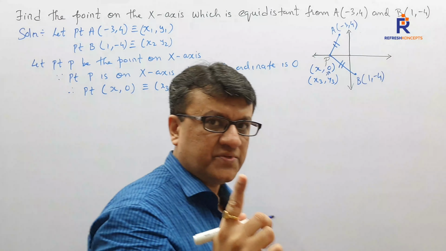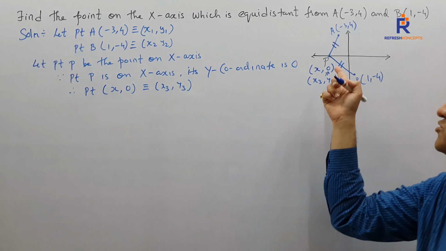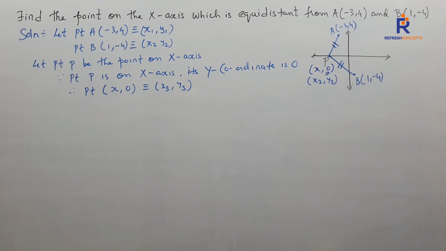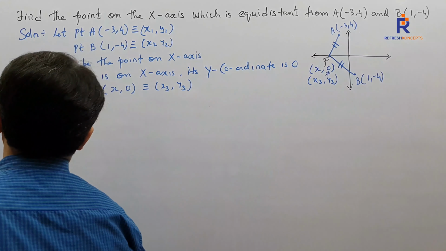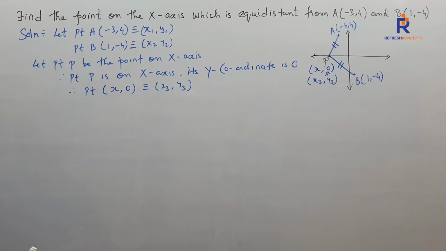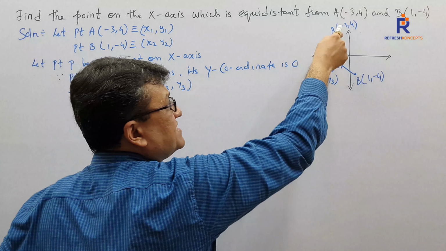Right, children? This was the reason I asked you to draw this kind of figure. Mind you, the figure has no marks, right? It's only for your understanding purpose. Now, the question says, this point is equidistant from A and B.